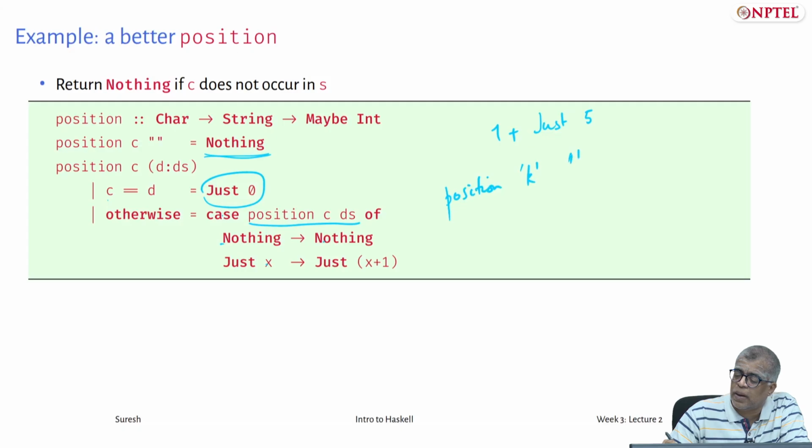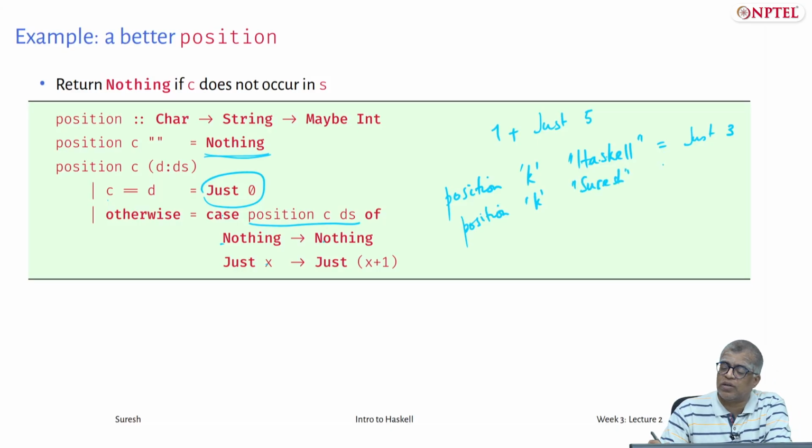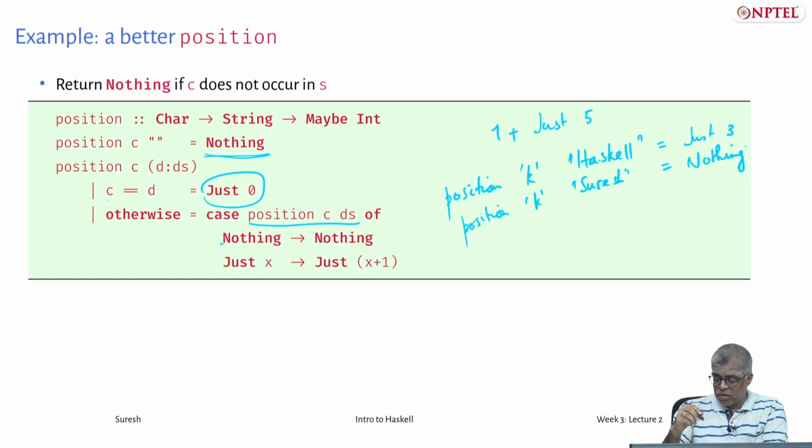Now the position of k in Haskell will be just 3, right, because it is 0, 1, 2, 3. The position of k in Suresh will not be 6, but it will be nothing. Right? Okay.